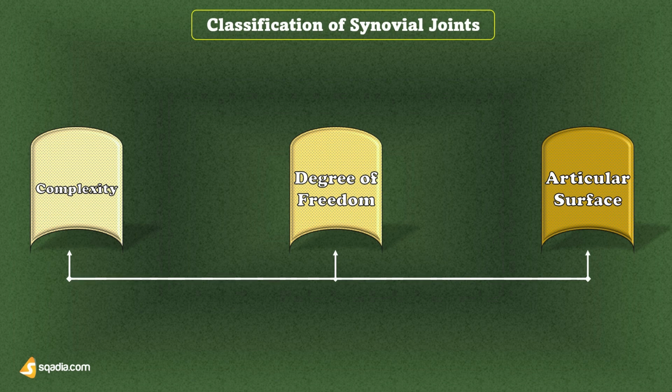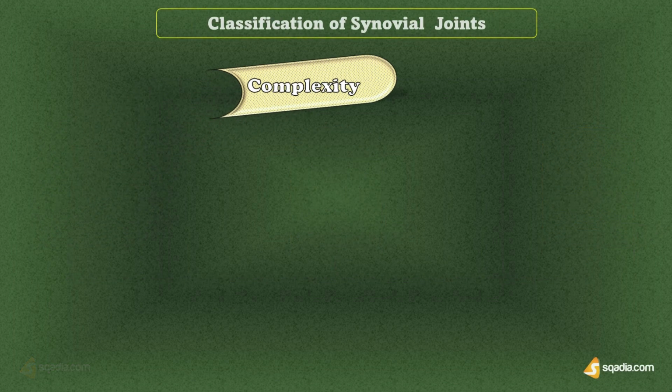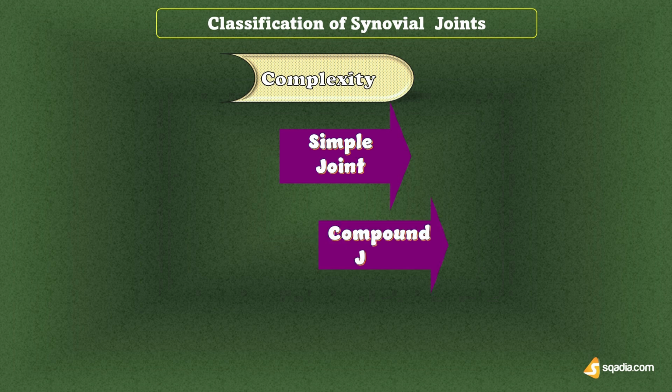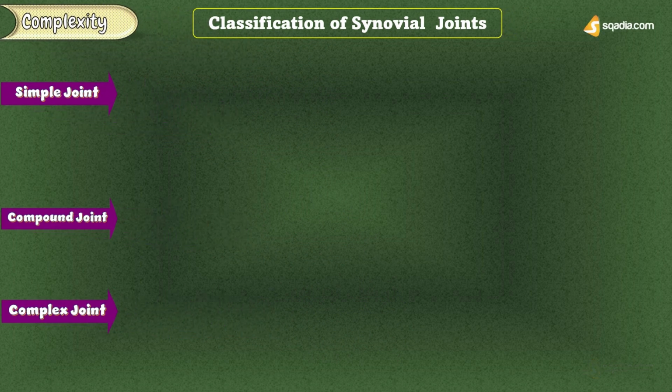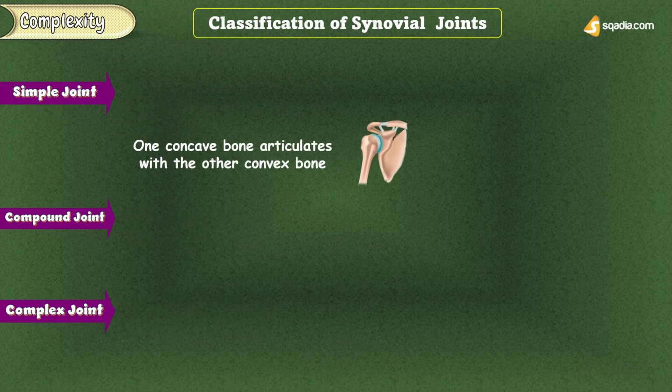If we look at the complexity of joint criteria, we see three types of joints here: simple, compound, and complex joints. The simple joint is the one where one concave bone articulates with the other convex bone. An example of this is the shoulder joint, in which the concave scapular part articulates with the convex head of the humerus.